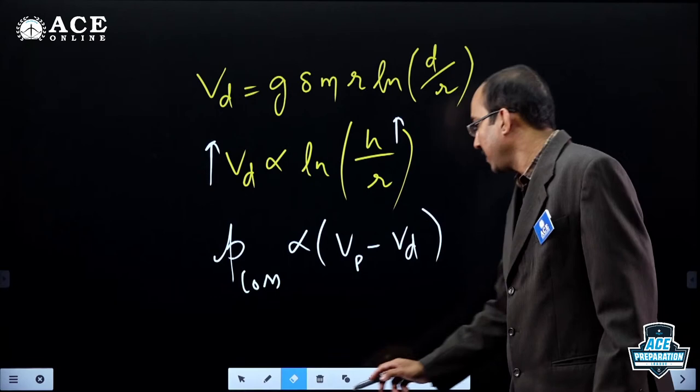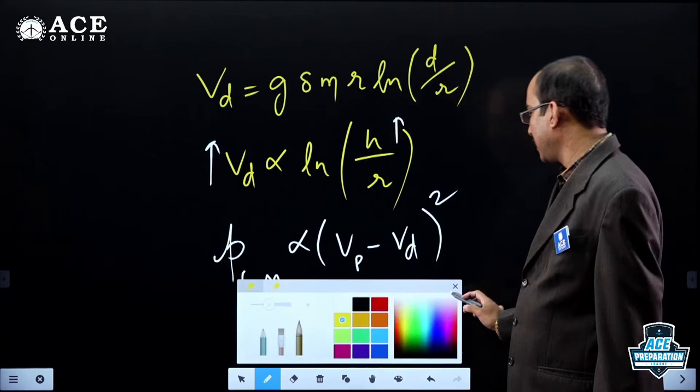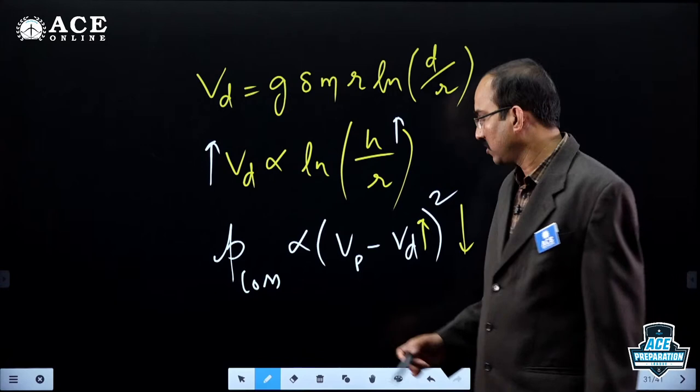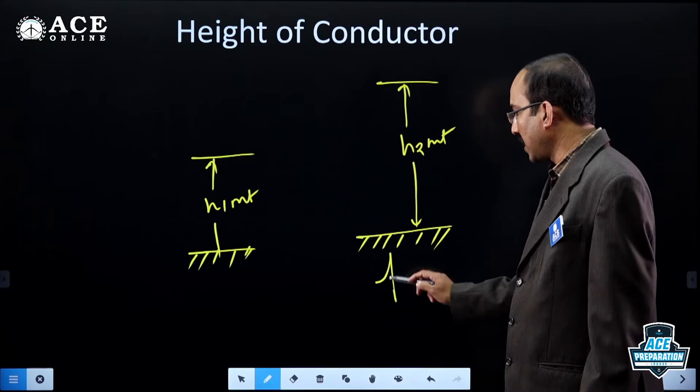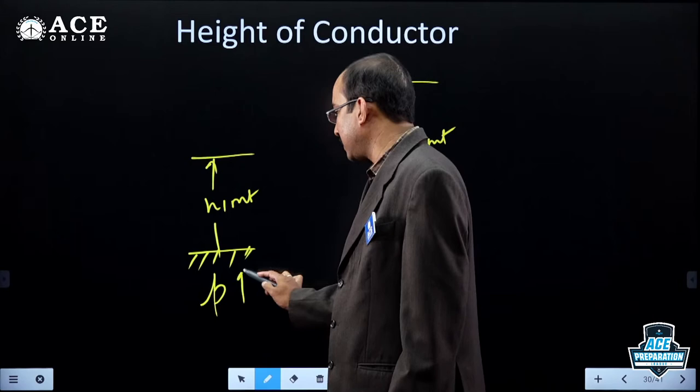So, here what is your observation? Vd is more, so the corona loss will be less. So if the height of the conductor to ground is more, the corona loss will be less. If the height of the conductor to ground is less, the corona loss will be more. So this is about the height of the conductor.